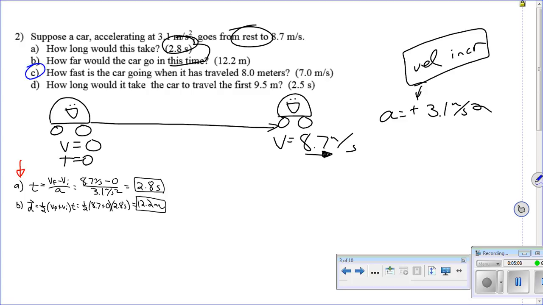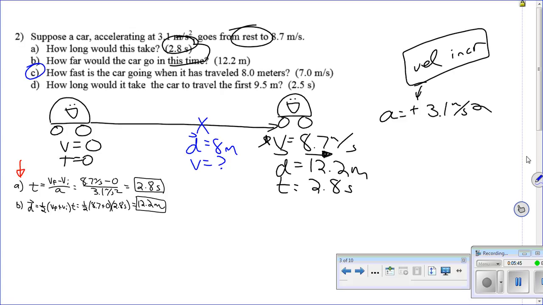Part C says, how fast is the car going when it has traveled 8 meters? Well, look, the 12.2 meters is the displacement that it has traveled to when it gets to right here, right? Because everything that we've talked about here has been during those 2.8 seconds that it took to get to this velocity. All right? So for question C, I want to know how fast is it going when it's gone 8 meters. So there's going to be some point in here, maybe it's here, and at that point our displacement is 8 meters. And our question is, what's the velocity at that point?